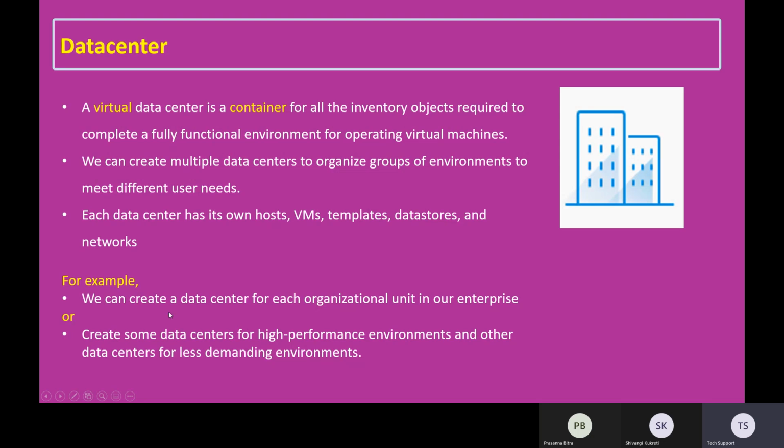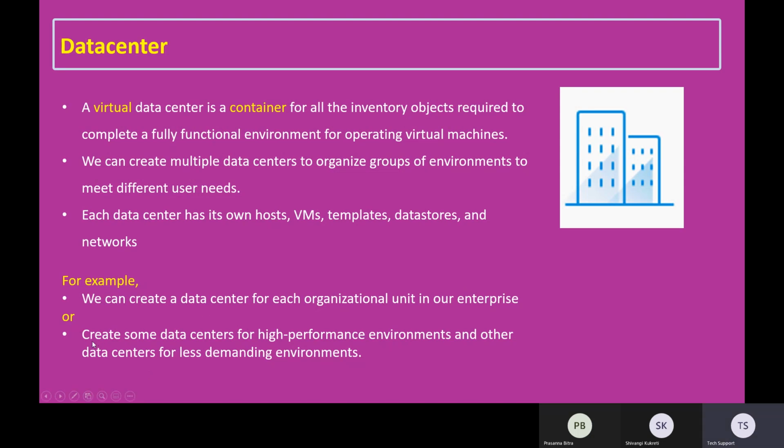For example, we can create a data center for each organizational unit in our enterprise. Each organizational unit means whatever branches we have. Let's say my organization is a multinational company. Across the globe, we have 44 branches. So 44 branches means for each branch we need one data center, so the data center count will be 44. Again, within one specific place, let's say India, if you have multiple branches, you can divide your organization into multiple data centers. Like that we can divide.